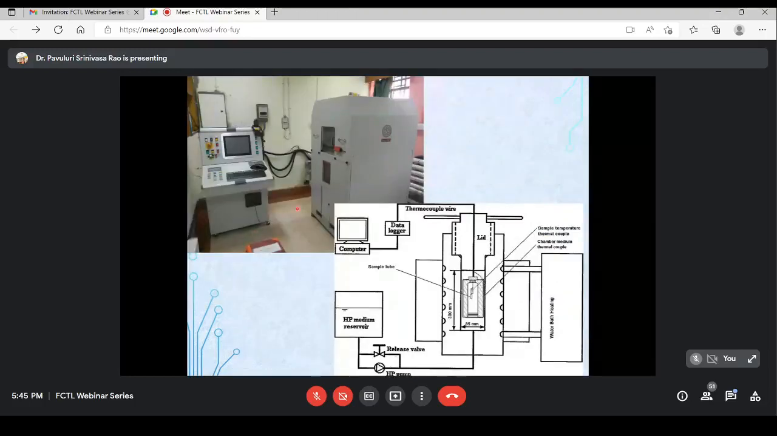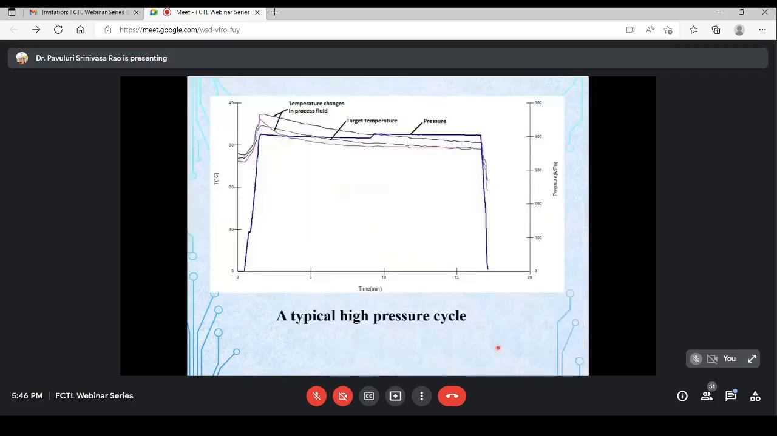Now moving further, this is the system as I showed earlier, and this is what the structure looks like inside. It has complete control as well as data acquisition provision, so that you can vary the parameters very closely and at the same time monitor all the parameters. Now this is a typical high pressure cycle in a system. The pressure is increasing to a desired level, let us say in this case 400 megapascal, and it is held for some time. This is called holding time or dwell time. Otherwise, this is nothing but your process time. And of course, you are decompressing.